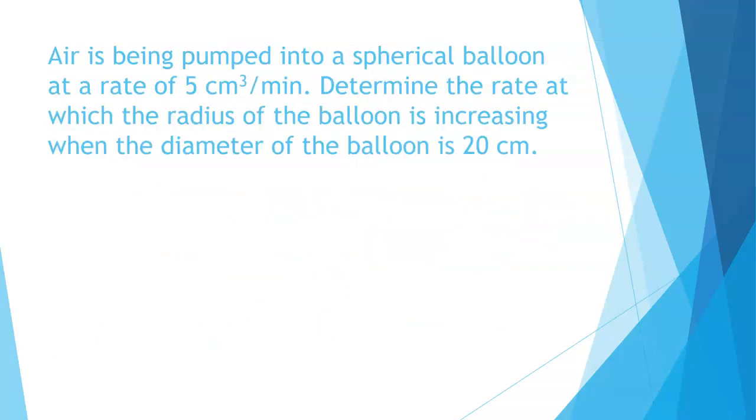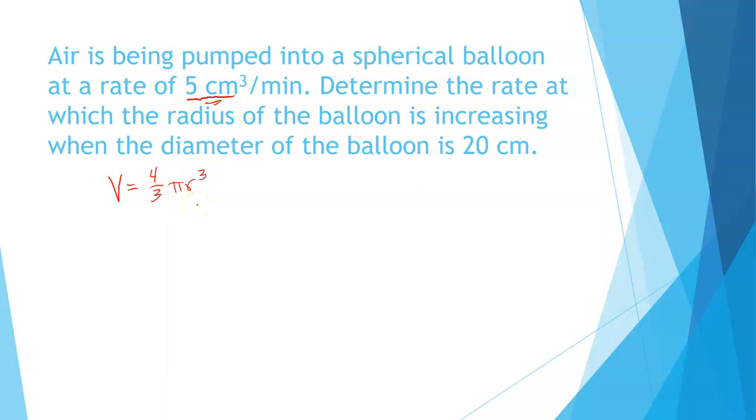Let's look at one more example, make sure we have it down. Okay, so air is being pumped into a spherical balloon at a rate of 5 cubic centimeters per minute. Now this cubic centimeters tells me that we are dealing with a volume, and we're dealing with the volume of a sphere. Now, the volume of a sphere is 4/3 pi r cubed.